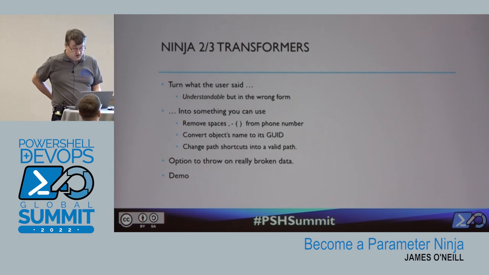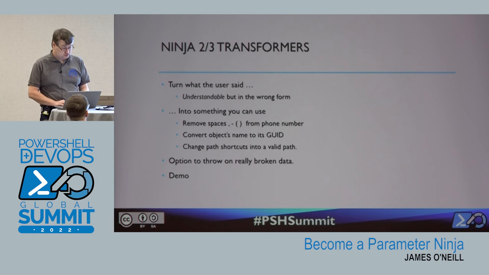So I was showing you the completion. Here's a transformer for the printers again. And basically, it says, if the input data is an existing printer, just send it back. Otherwise, see if we can match it against a printer. And if we can't match it against a printer, throw an error.